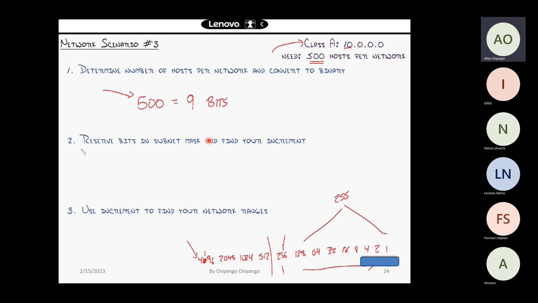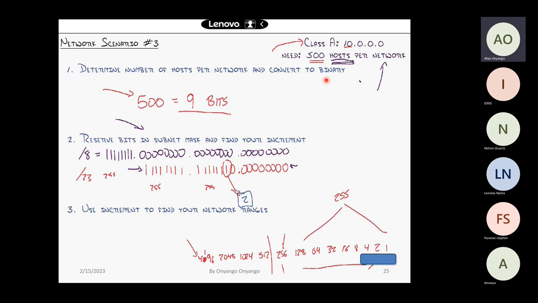After that, we take our subnet mask, which was /8, which is 255.0.0.0, which is 8 ones on the first octet and 8 zeros on the second, third, and fourth octets respectively. Then we're going to reserve, because we are talking about hosts here. So we reserve our 9 bits. And in reserving, you start from the end, from right to left. So we count 9: 1, 2, 3, 4, 5, 6, 7, 8, 9. So we reserve those 9 zeros. No one touches them. Everything else should be converted to ones.